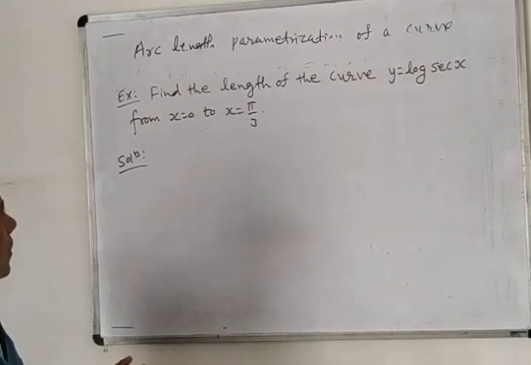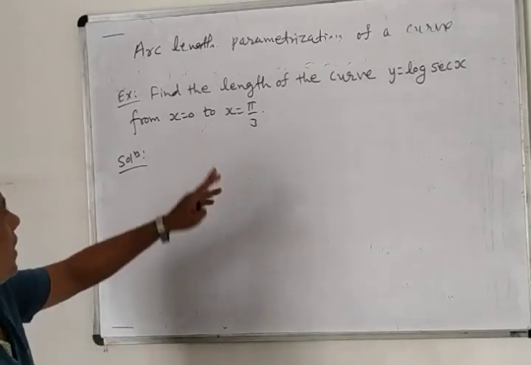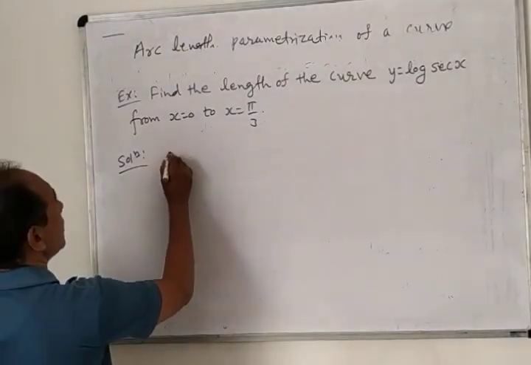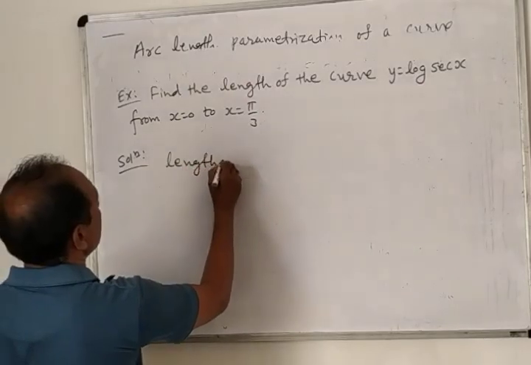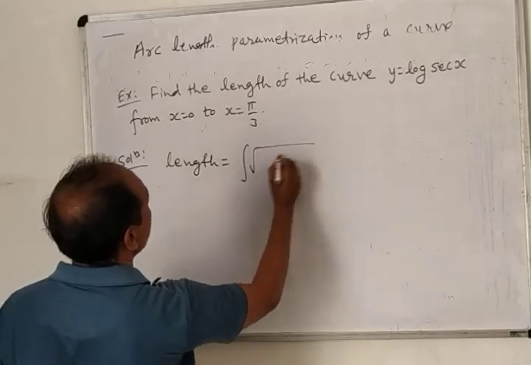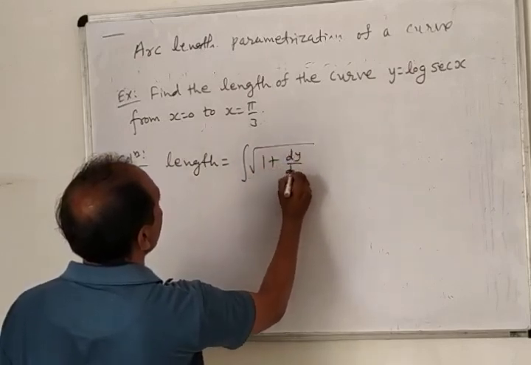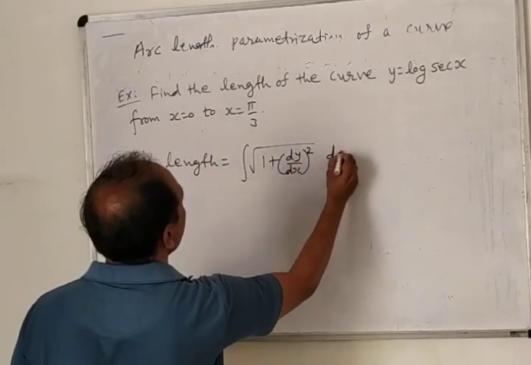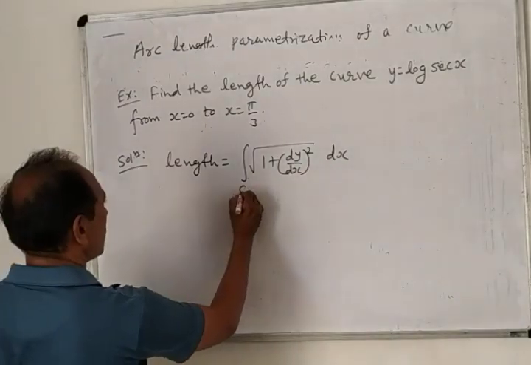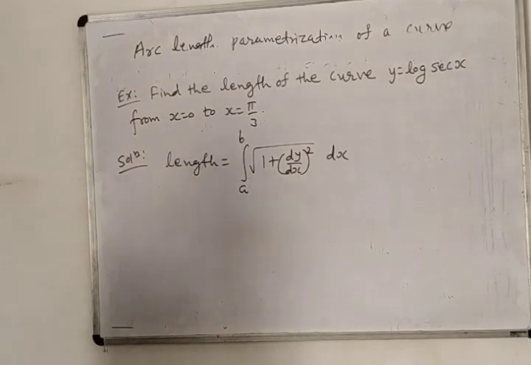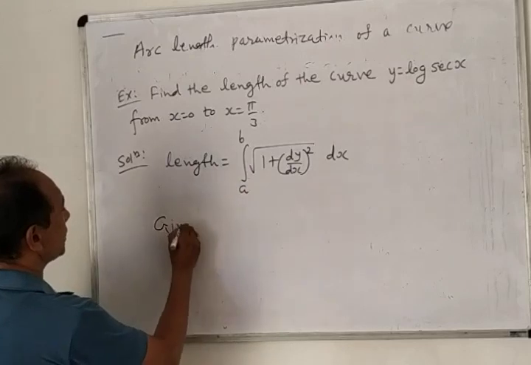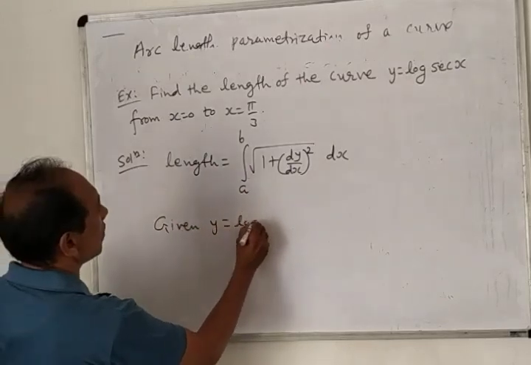But you already know about the length of the curve, how to find it from this point to this point. For that, length is given by integration of square root of 1 plus (dy by dx) whole square dx. This formula you might have seen at your school level or in the first semester also, and this has the limits from a to b. So here we will need to find dy by dx, and this dy by dx we can find from the given y equal to log of sec x.